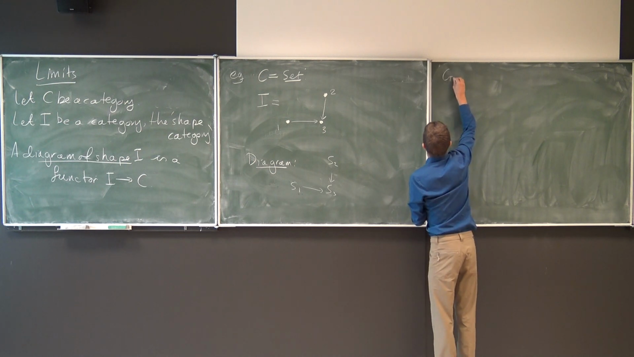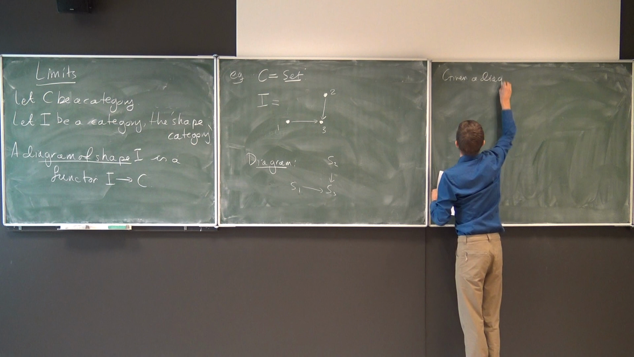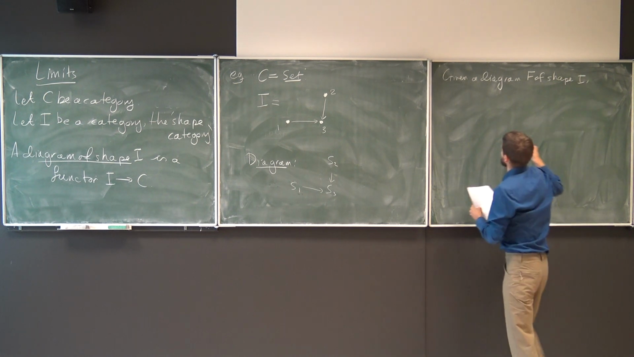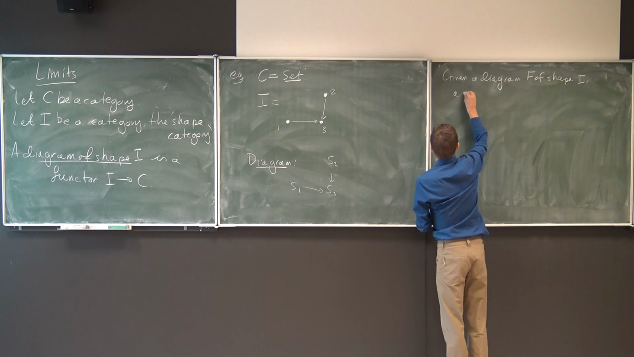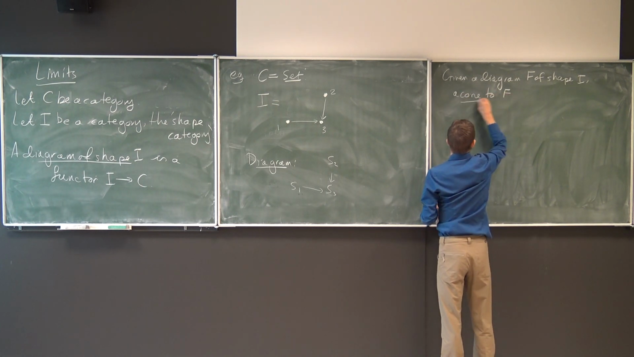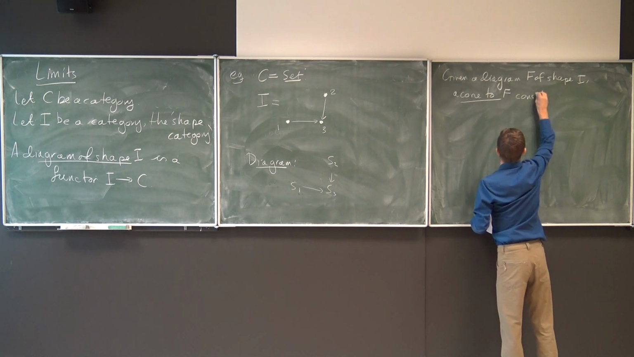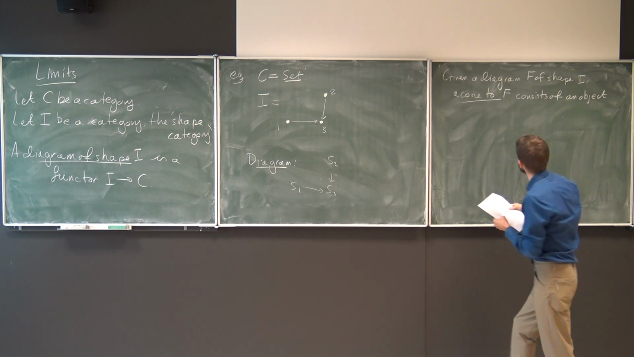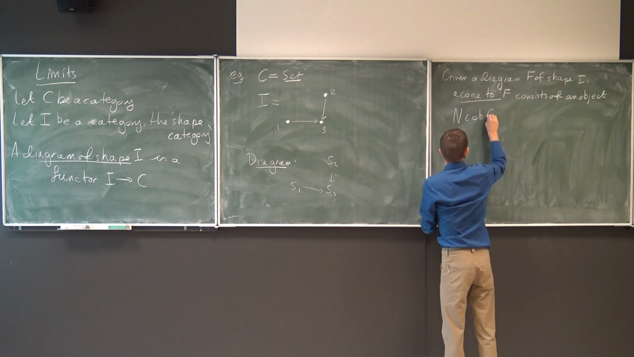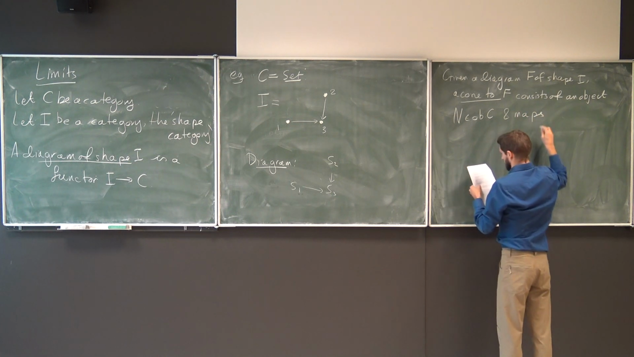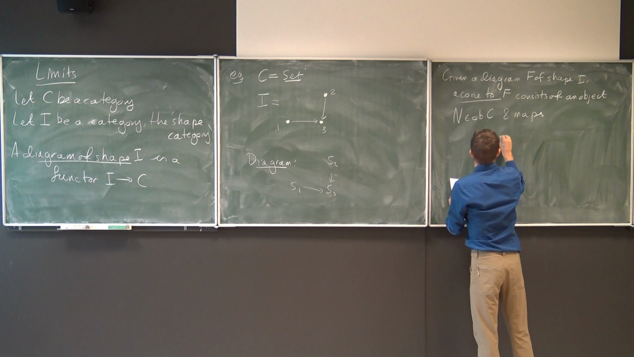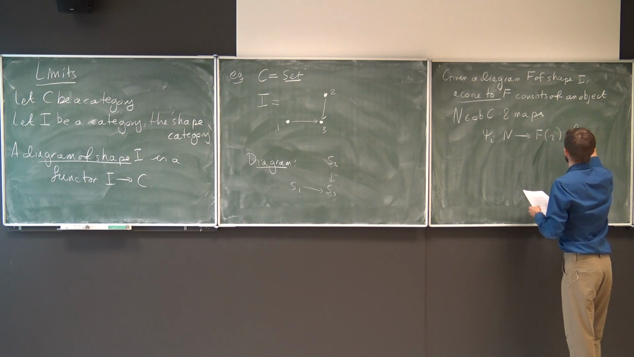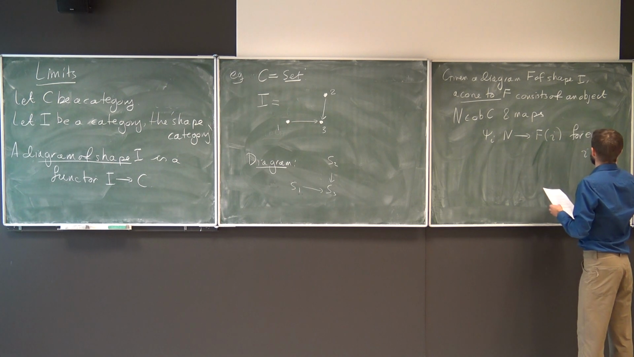Okay, so given a diagram F of shape I, we have the notion of a cone to F. It consists of an object, I'm going to call it N, an object of C, and maps psi_i from N to F(i) for every i an object of I.